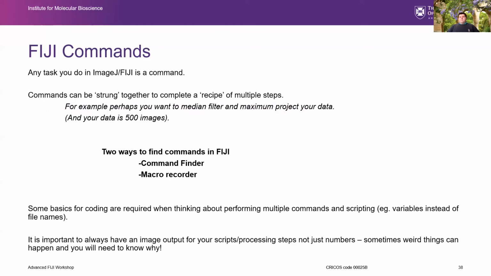There's two ways that you can find the commands to do this. There's a tool called the command finder, or there's the macro recorder. You may need some basics for coding that you're going to have to think about, like using variables instead of file names, and that it's important to always have some kind of output for your scripts, usually the steps, not just the outcome. So sometimes you might have a process where you generate all this data, and sometimes something weird might go on and you want to know what happened. So having the thresholded image of a mask saved out can really help troubleshooting things.